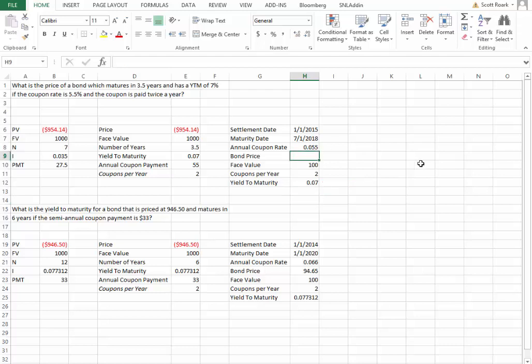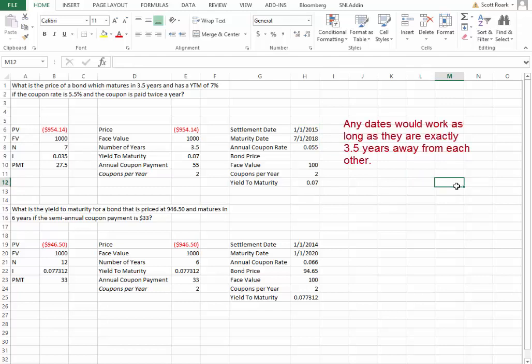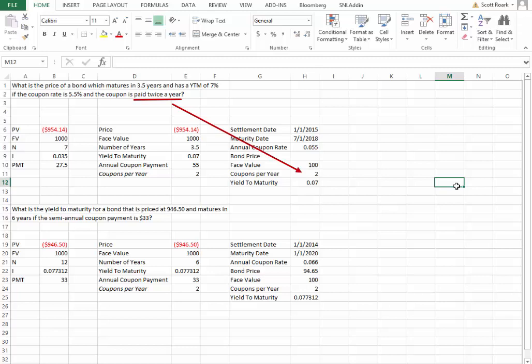Now again, we're trying to find the price of the bond given those characteristics up above. Now what I've done, I've had to hard code the settlement date and maturity date to make that a 3.5 year window. Okay, so I've picked two dates that are 3.5 years apart. And then everything else I've put in is given in the problem. The coupon rate's 5.5%. The redemption, the face value of the bond at maturity, is going to be 100%. We're going to get all $1,000 back, so 100%. Coupons per year is given to us because it's paid twice a year, and then the yield to maturity is also given to us.